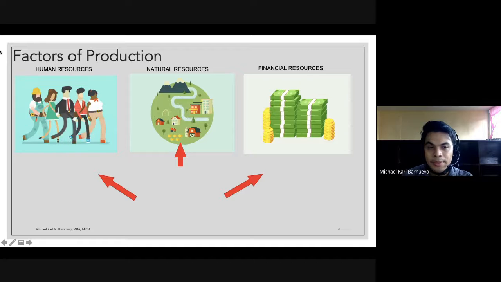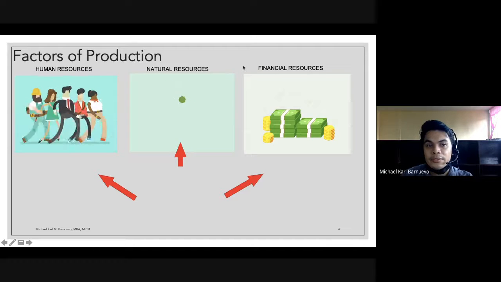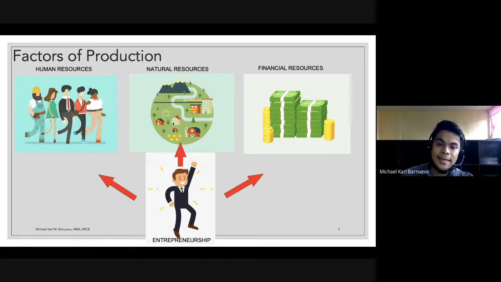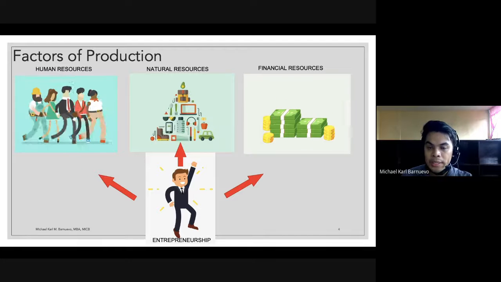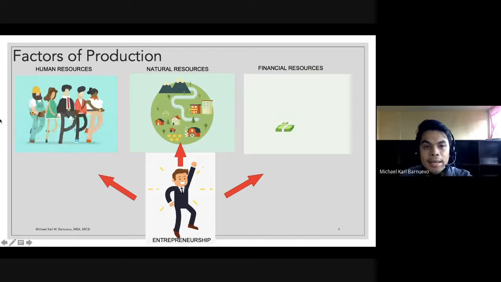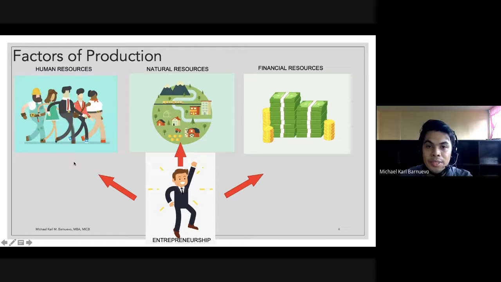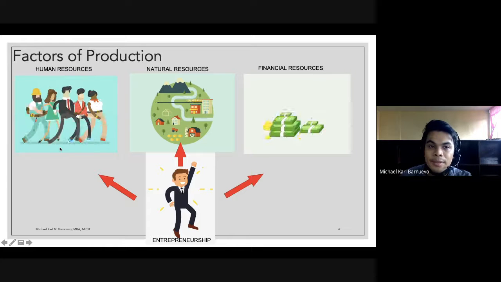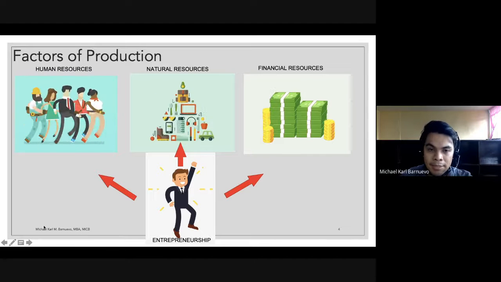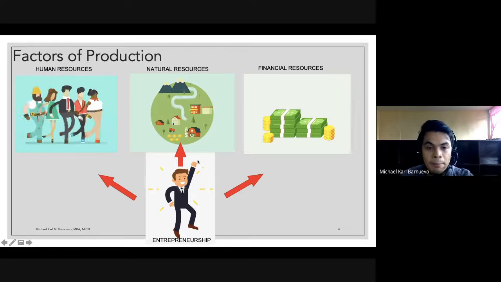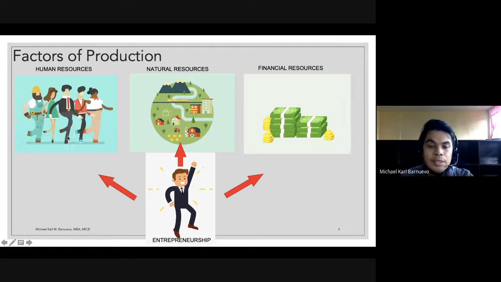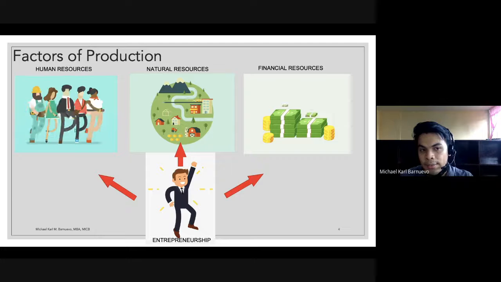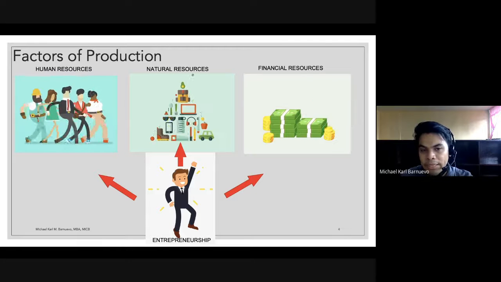Okay? Now, there is a fourth factor of production which is very important. Now, this is called entrepreneurship, or the one who will make decisions in maximizing and properly managing these resources. Remember that these three are scarce resources. Hindi po yan unlimited. Okay? So there should be someone that could properly manage these three. Okay? So how can you properly manage human resource? Tulad ng sinabi ko kanina, they should be happy, motivated, and well compensated.